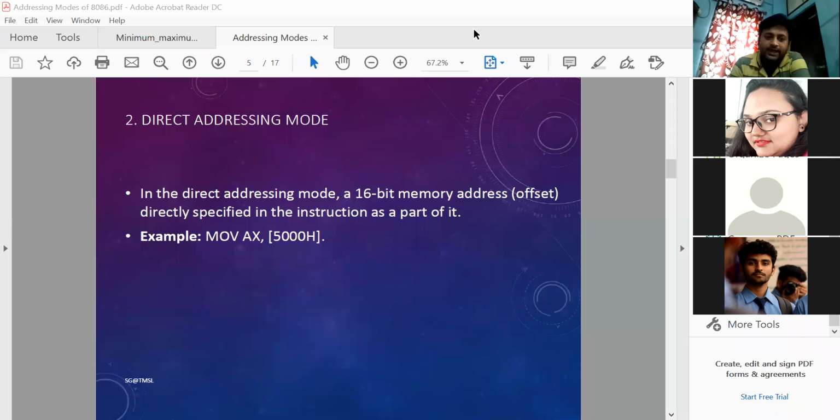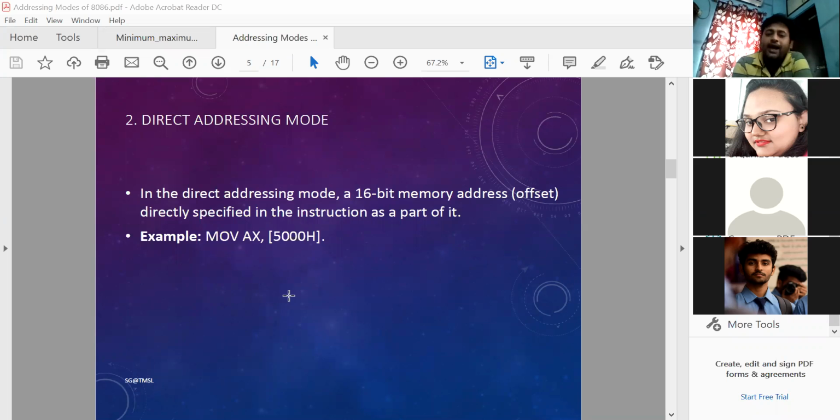So the second addressing mode is direct addressing mode. In this addressing mode, MOV AX, [5000h]. Now this 5000 is your memory address where some data byte is present. Suppose in memory location 5000, 20 is there. Now 20 will be moved to the AX register. AX is your 16-bit register. How will this 20 be loaded? 20 will be loaded inside the AL register, and by default AH will be filled up with 00.